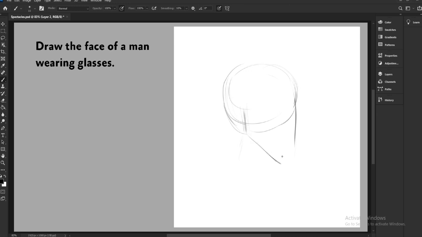Okay, and this is the mouth, the nose, the lips. Okay, then after this we will get the ears, and that is how we get the general structure of the head where the glasses reside.